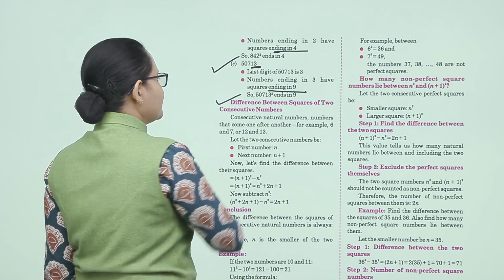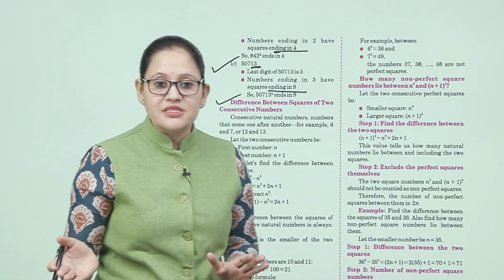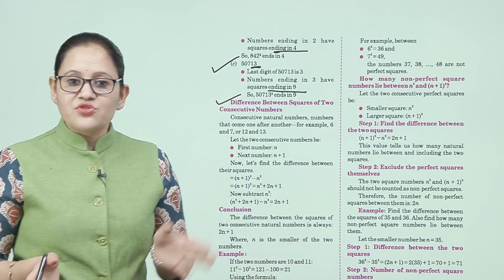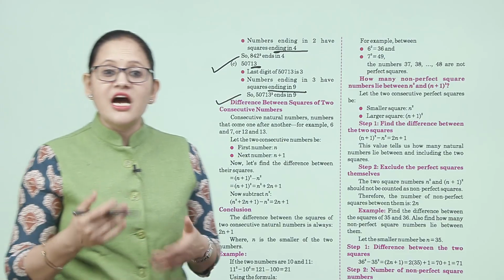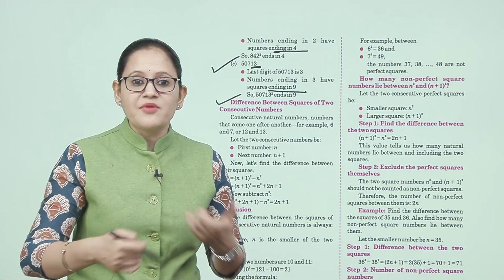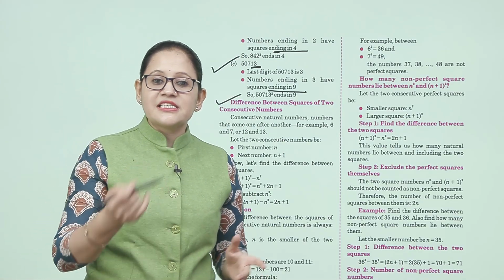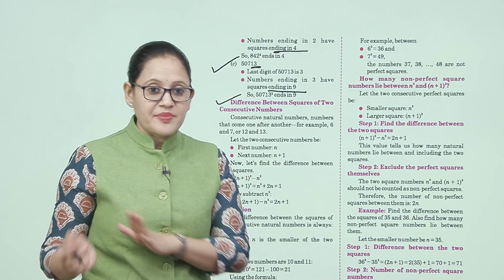Now, the difference between the squares of two consecutive numbers. Consecutive natural numbers are those that come one after another. Consecutive means coming one after another. For example, 6 and 7, 12 and 13 are consecutive numbers.